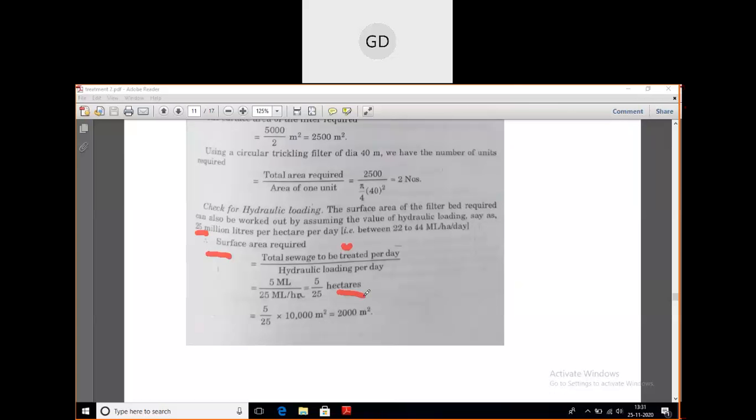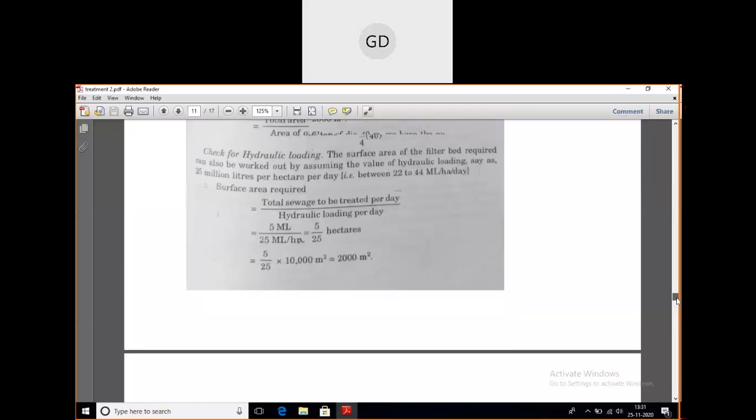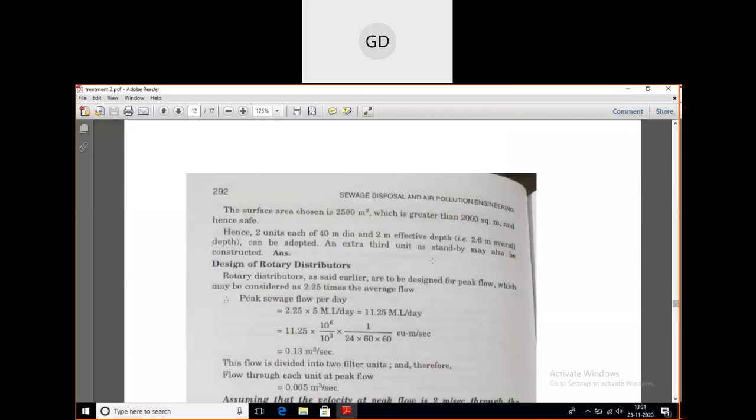It will come in hectares, so they have converted it to meter square. How will you convert? 1 hectare is equal to 10,000 meters square. So they have converted it to meter square and you got it to be 2,000 meters square. So the hydraulic loading part is done.